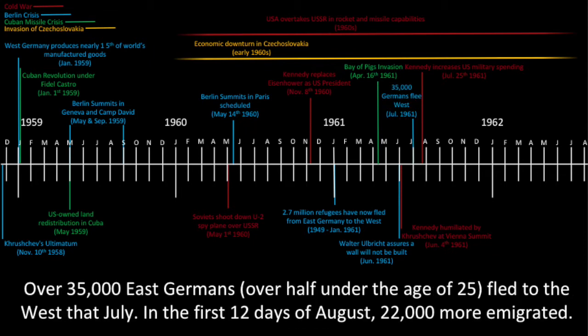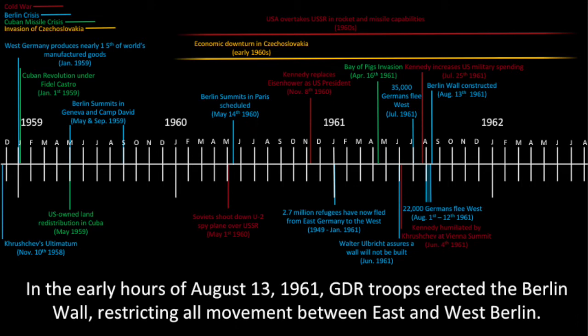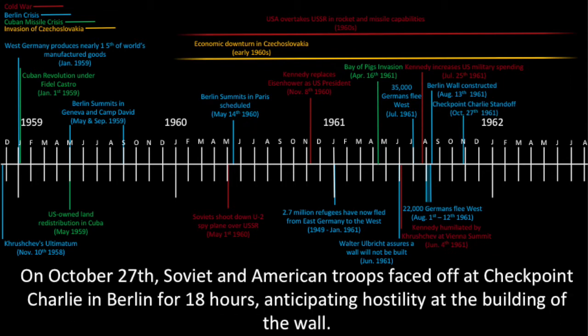Over 35,000 East Germans, over half under the age of 25, fled to the West that July. In the first 12 days of August, 22,000 more emigrated. In the early hours of August 13, 1961, GDR troops erected the Berlin Wall, restricting all movement between East and West Berlin. On October 27th, Soviet and American troops faced off at Checkpoint Charlie in Berlin for 18 hours, anticipating hostility at the building of the wall.